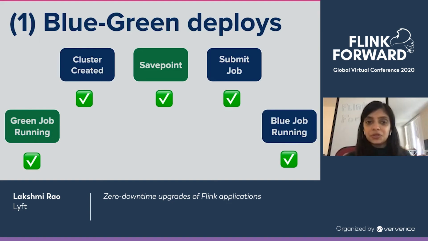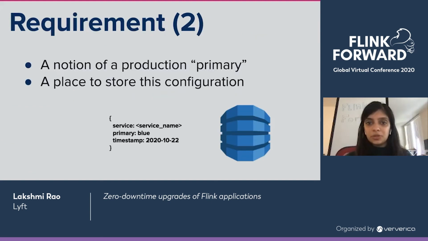So in order to actually build this notion of what is my current production primary, whose data can be used, we introduced another part of this blue-green deployment ecosystem called the configuration store, which is essentially just used to store the notion of a production primary. The configuration itself is fairly lightweight. It essentially is the service name, and it maps to the current production primary, which could be blue or green, and contains some other metadata like the timestamp.